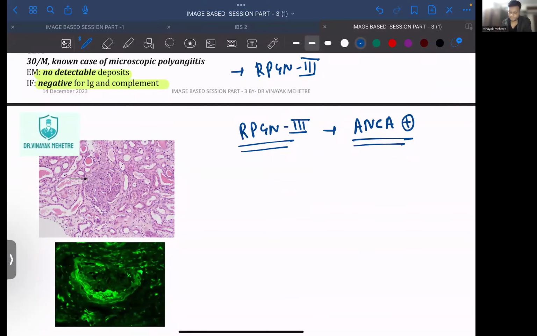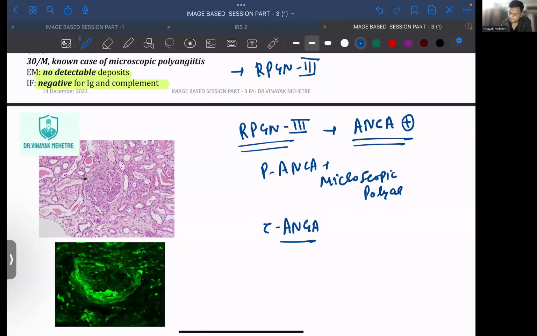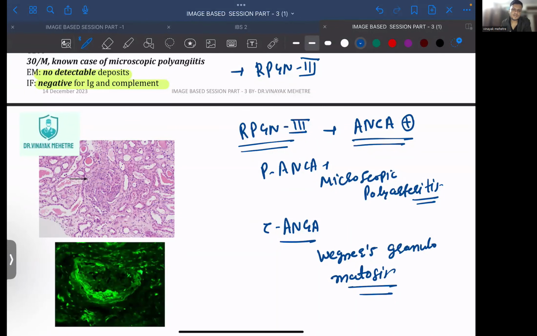So there are two types of ANCA. One is P-ANCA and one is C-ANCA. P-ANCA is associated with microscopic polyangiitis, and C-ANCA is associated with Wegener's granulomatosis, right?